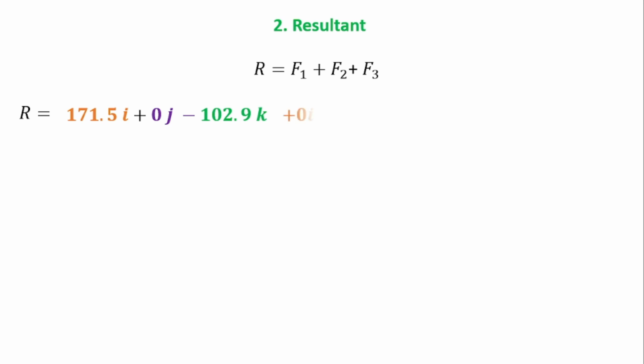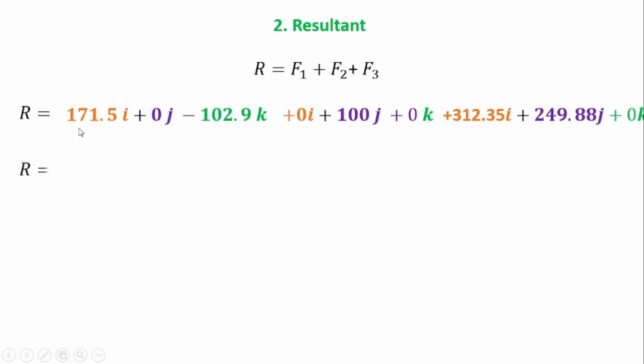We'll move on to the second table, that is resultant. So resultant is equal to F1 plus F2 plus F3, addition of all the forces. Now write down the vector form of each force: first force, second force, and the last force. To find the resultant, we'll add the similar terms, like terms related to i. What are the terms related to i? 171.5, 0, and 312.35. Add them.